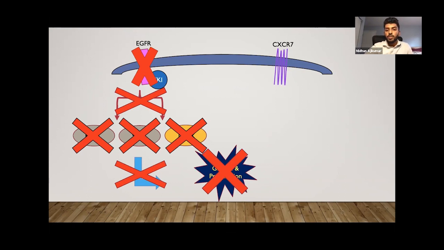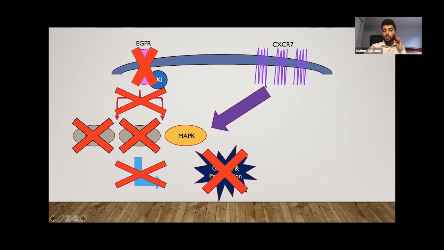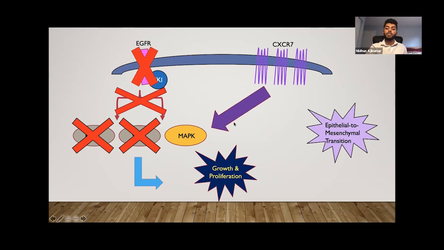But we see after some time that another receptor in the cell called CXCR7 begins to be overexpressed and is able to turn back on the MAP kinase pathway, leading to cell overgrowth and proliferation once again. And I also mentioned we see that epithelial to mesenchymal transition with the phenotype of these cells as well, seemingly aiding in their drug resistance.